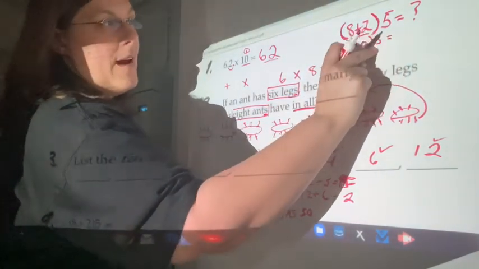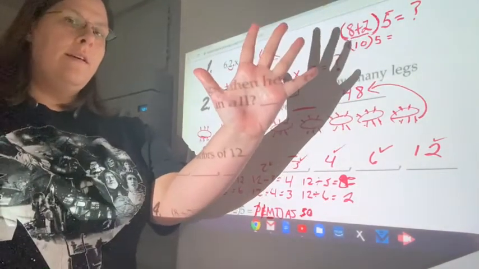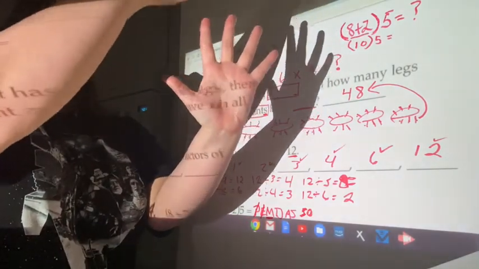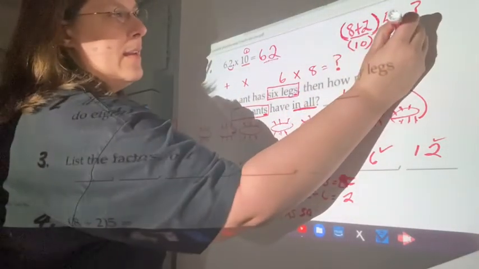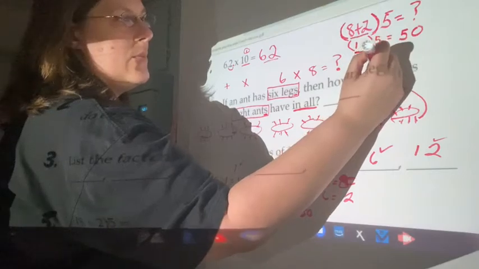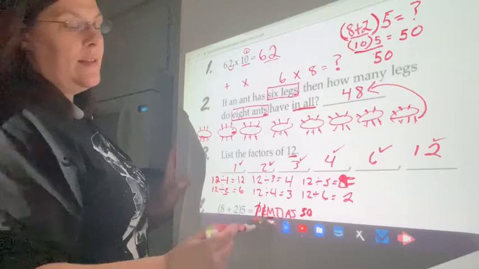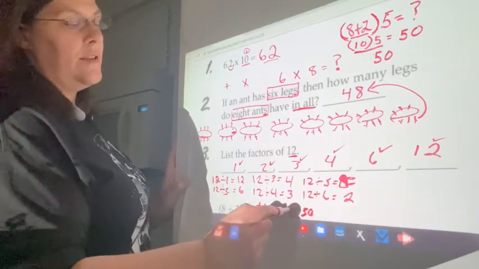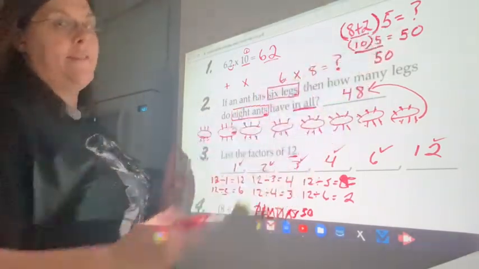So 5 times 10 is, and we don't even need photo math on this. Ready? 5 times 10. 10, 20, 30, 40, 50. And we know our answer because if I take care of that, it becomes 50. We have no more multiplication, there is no division, no addition, no subtraction. So the answer is 50.